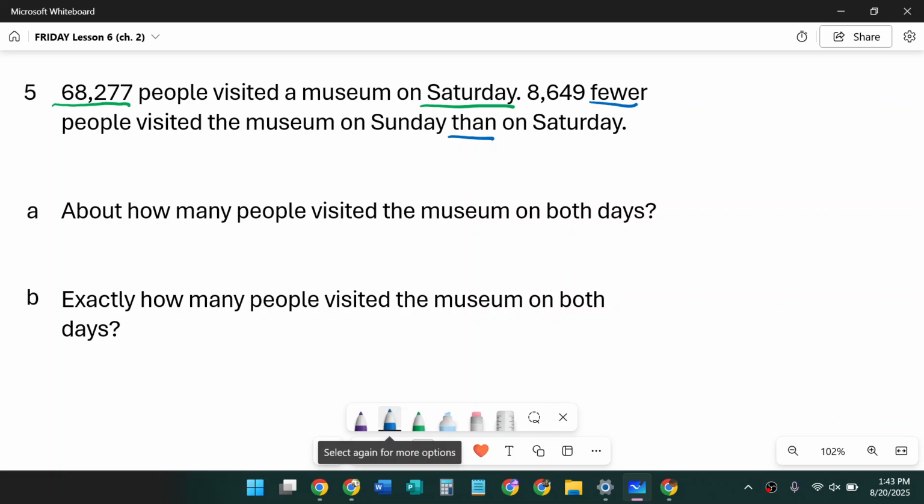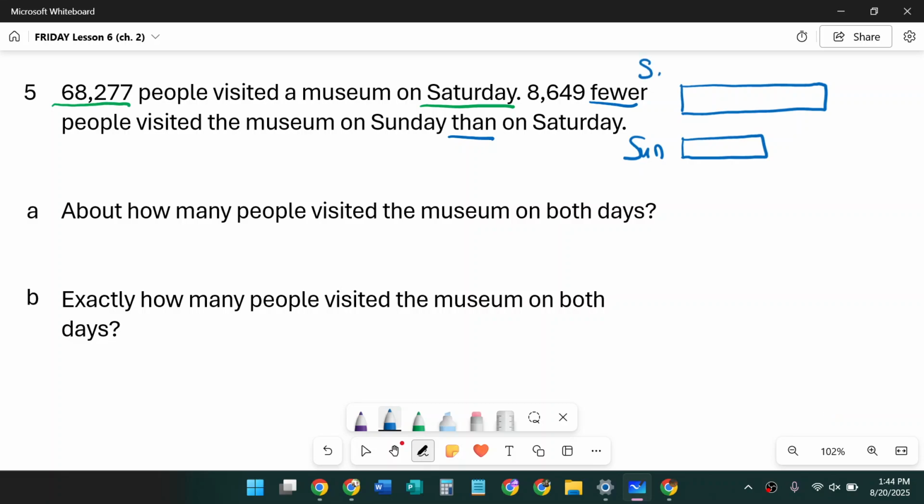So if I wanted to make a chart to show this, I would need to have one long line and one shorter line. And because fewer people visited on Sunday, this would be my Sunday, and this one would be my Saturday. And now I can fill in some numbers. They told me how many people visited on Saturday, so I can go ahead and put that number in. And then the other number they gave me was not the number of people that visited on Sunday, but the people fewer than. That tells me that's my difference. That's this number right here, 8,649. That's where that one goes.